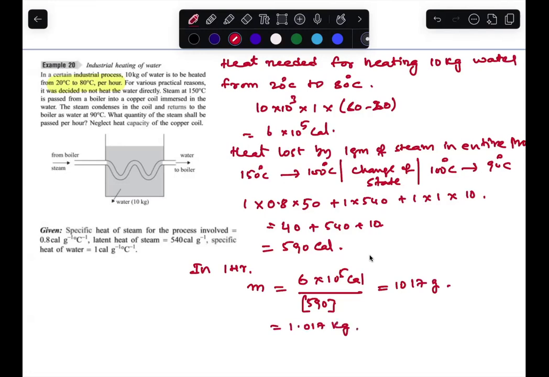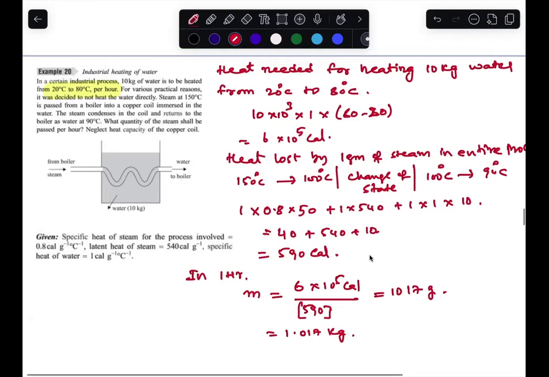So what is the question? What quantity of the steam shall be passed per hour? In fact, it is nearly 1 kg per hour. Okay? It's a very good question, actually.